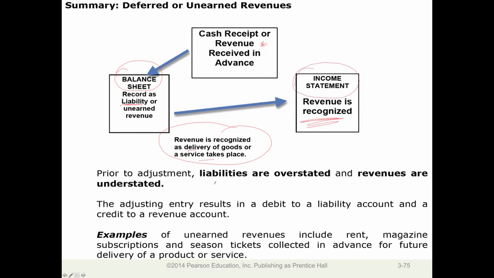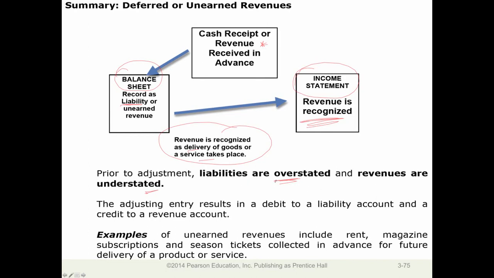Now remember, prior to the adjustment, liabilities are too high, they're overstated, and revenues are understated. The adjusting entry, as you saw, will result in a debit to the liability, reducing the liability account and increasing the revenue account. And again, examples include rent, magazine subscriptions, season tickets collected in advance for the future, or even, as we saw with Smart Touch, consulting fees collected in advance, and therefore it's a liability until those services have been provided.